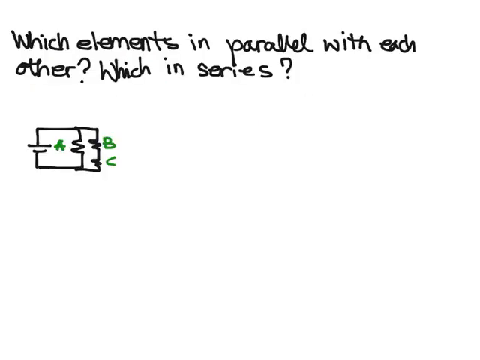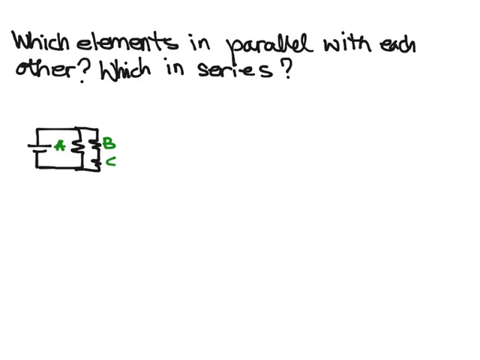Okay, so what I want you guys to do is look at this circuit that I've drawn, and I want you to actually copy it down on your own page, and try to list out which circuit elements, A, B, and C, are in parallel with each other, and which ones are in series.